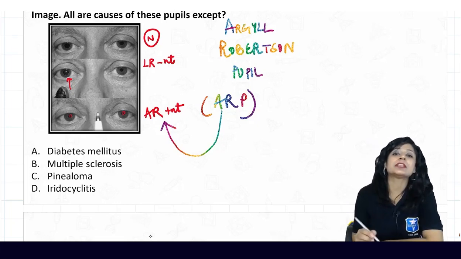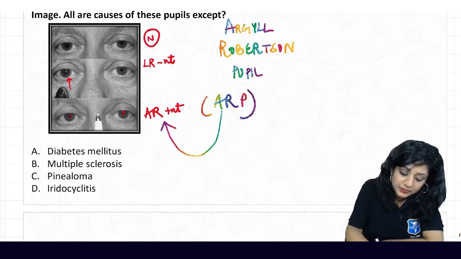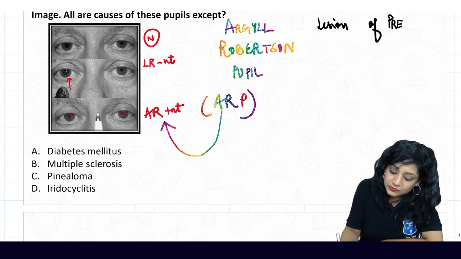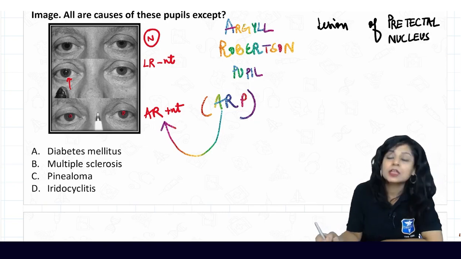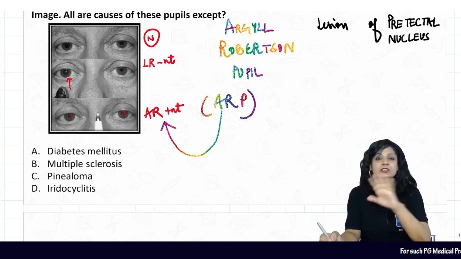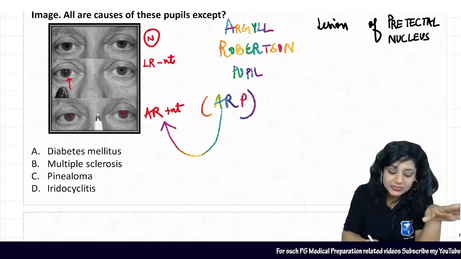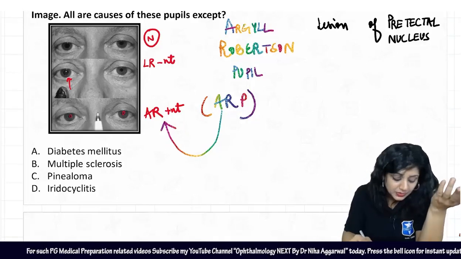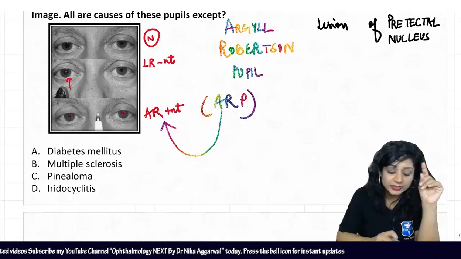So what happens in cases of Argyll Robertson pupil? We have got the lesion of the pretectal nucleus, and we know that the pretectal nucleus is involved in the light reflex, not in the accommodation reflex, and that is the reason why light reflex is absent and accommodation reflex is present here. So we have to see all of the following are the causes of these pupil.